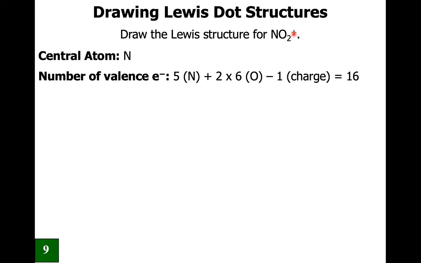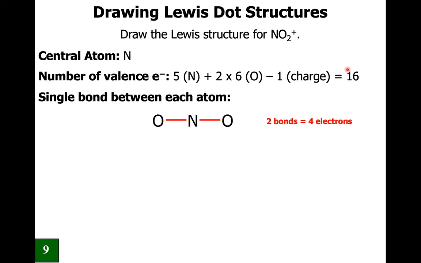And then we need to figure out what to do with the charge. The charge, a positive charge, removes an electron from the total. So 12 plus 5 is 17. With the charge removing 1 gives us 16 valence electrons.